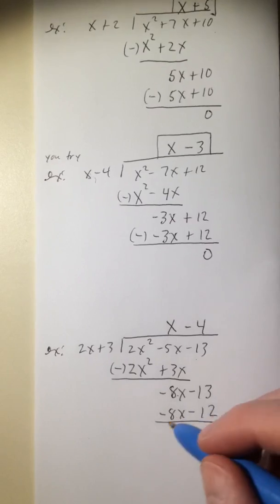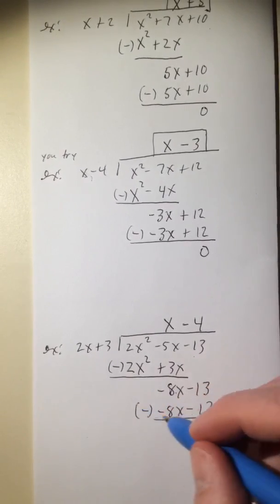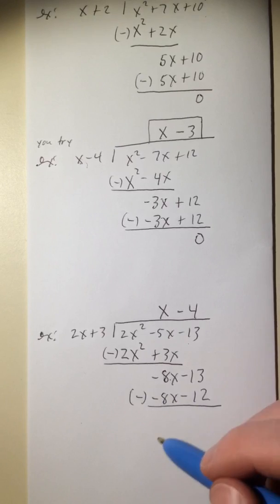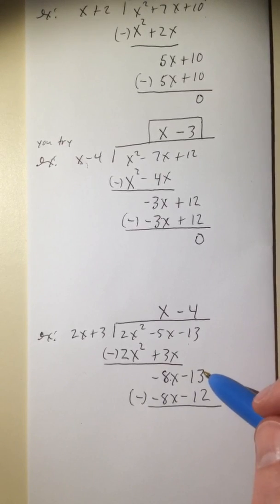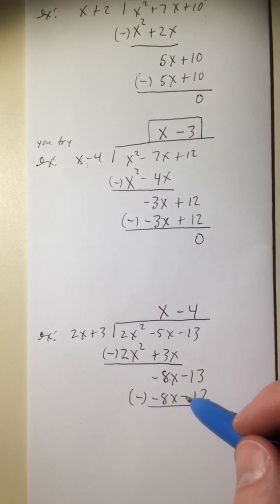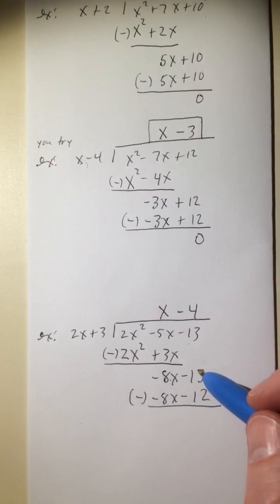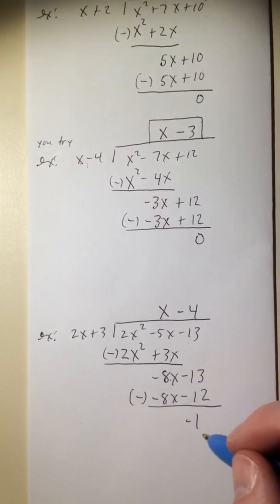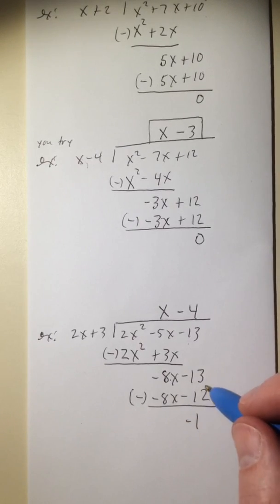And you can see that these are not the same this time, but we're still subtracting. So negative 8x's minus negative 8x's are no x's, so that's obvious. Then we have negative 13 minus a negative 12. Subtracting a negative is like adding a positive. So negative 13 plus 12 is minus 1. And so here we have our first remainder, and let's see what that looks like.